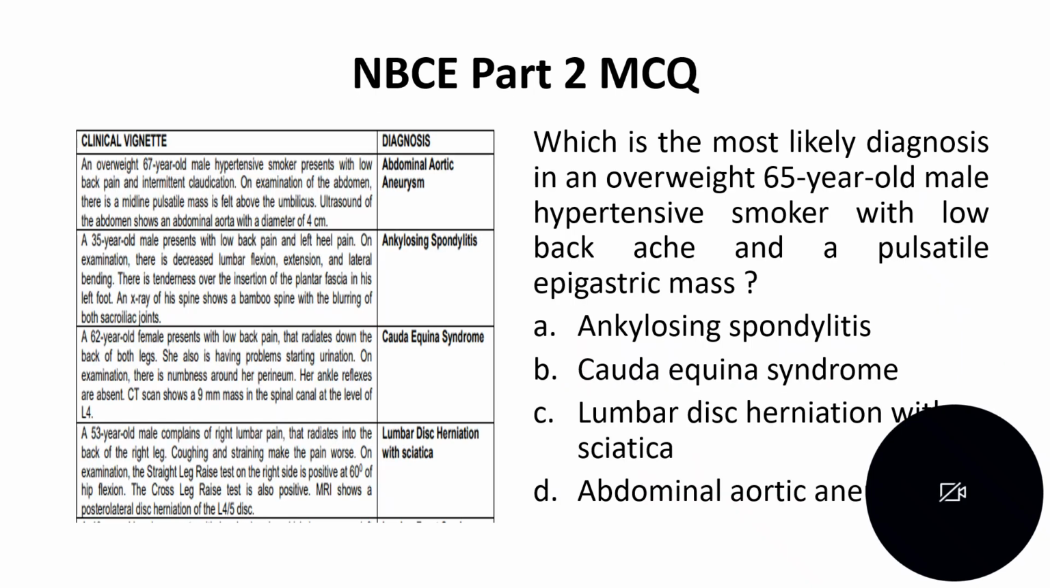How this information is going to be used in the exam is very simple. So let's look at taking the clinical vignette for the first entry there. What is the most likely diagnosis in an overweight 65-year-old male hypertensive smoker with low back pain and a pulsatile epigastric mass? And the four choices there are ankylosing spondylitis, cauda equina syndrome, lumbar disc herniation with sciatica, or an abdominal aortic aneurysm. And the answer will be abdominal aortic aneurysm.